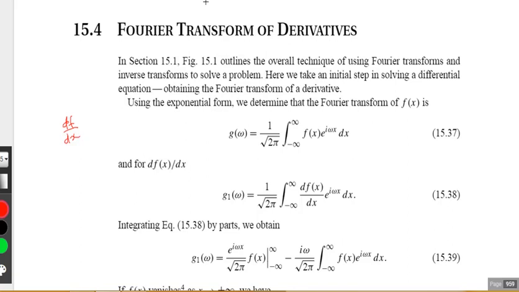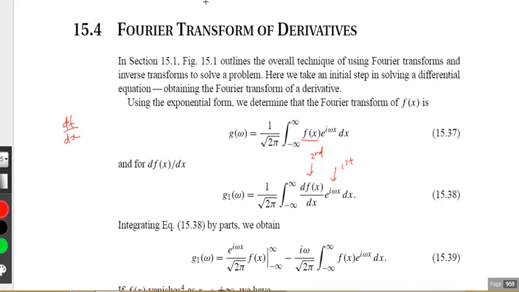So this is the Fourier transform of the function f of x, and when we find the Fourier transform of df by dx, we just substitute df by dx in place of f of x. Now we can do integration by parts on this term. So I am taking this as the first function, e raised to i omega x, and df by dx is taken as the second function. So the integration by parts will be 1 by root 2 pi, first function into integral of second function. So the integral of df by dx gives us f of x.